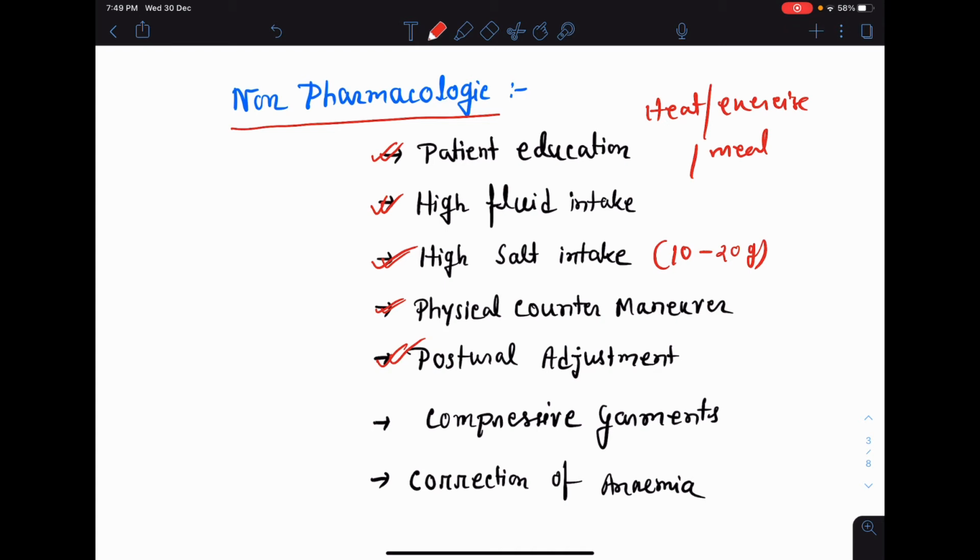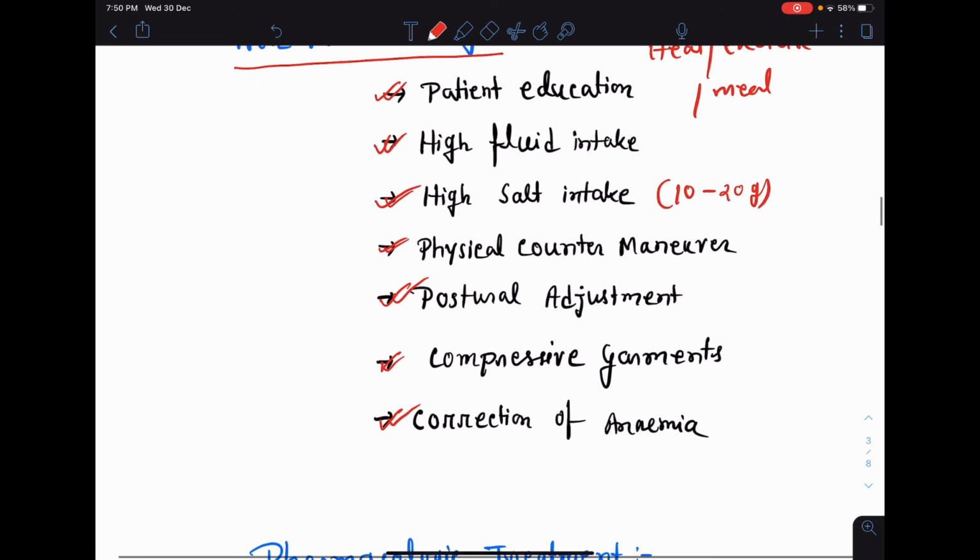We should also advise compressive garments. Compressive garments will increase the peripheral resistance and will prevent orthostatic hypotension. Then, if there is anemia or hypovolemia, it should be corrected. So this is about non-pharmacological management of orthostatic hypotension.